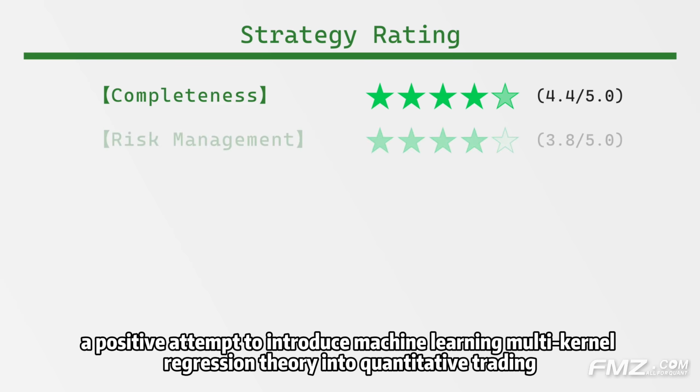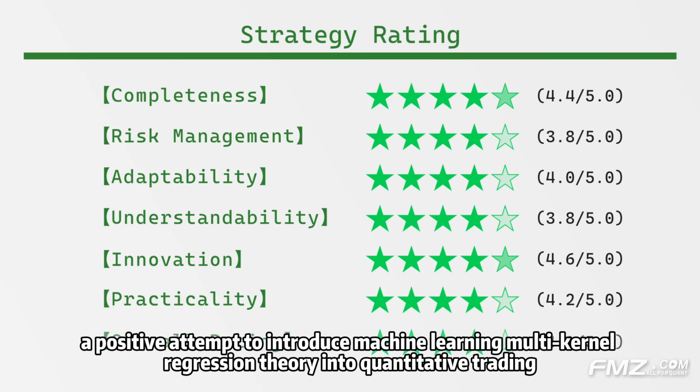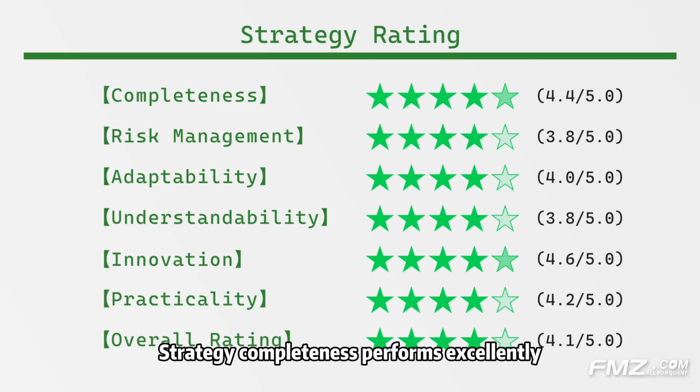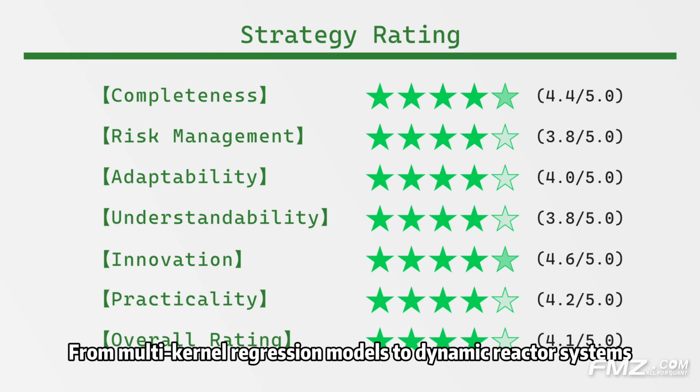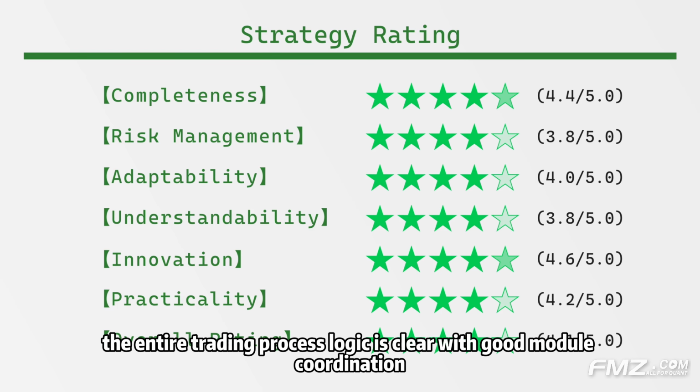The Dr. Janker strategy is a positive attempt to introduce machine learning multi-kernel regression theory into quantitative trading, and shows good balance in both technical innovation and practicality. Strategy completeness performs excellently. From multi-kernel regression models to dynamic reactor systems, to layered profit-taking mechanisms, the entire trading process logic is clear with good module coordination.